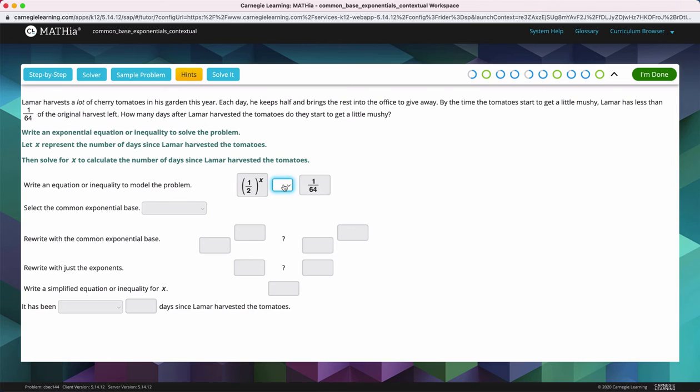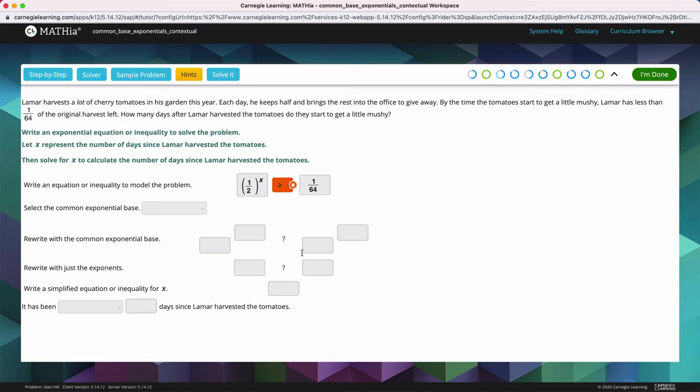I'm going to assume it's an equal sign because I see "after how many days." I didn't like that. Maybe it's at least this much time. So I'm going to go with the symbol that says 1/64. We're guaranteed at least that much, but anything after that is also allowed.